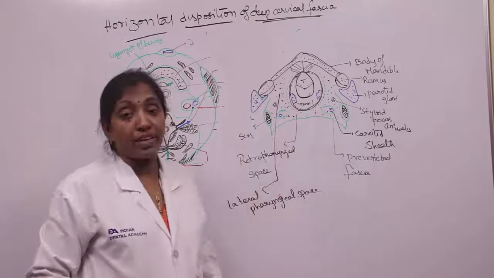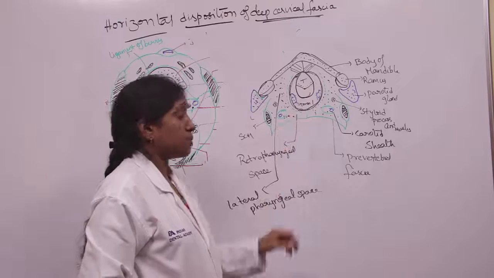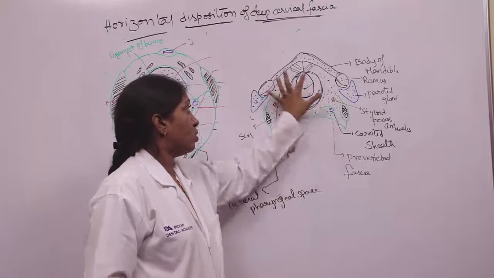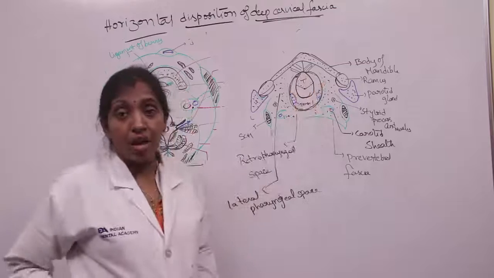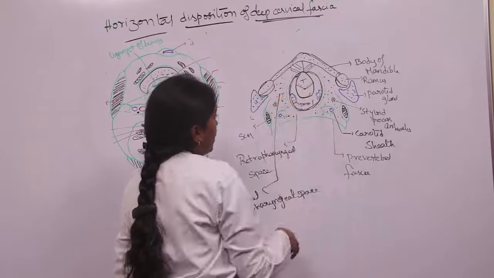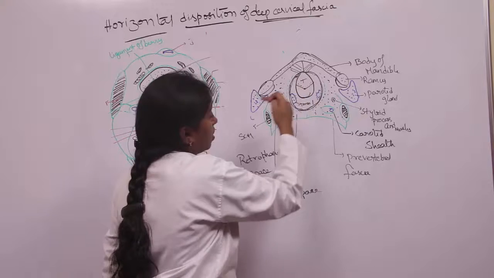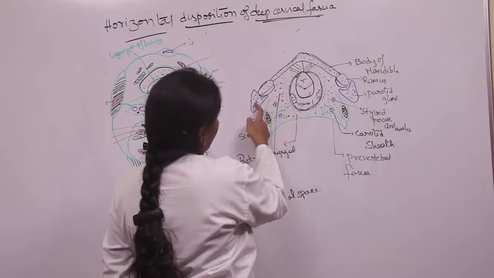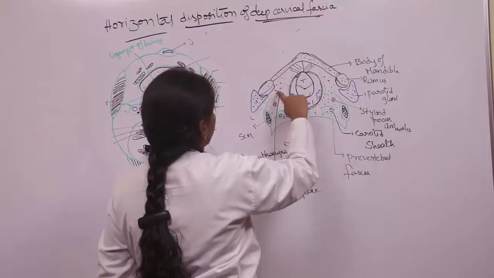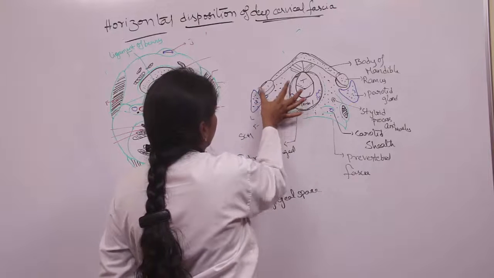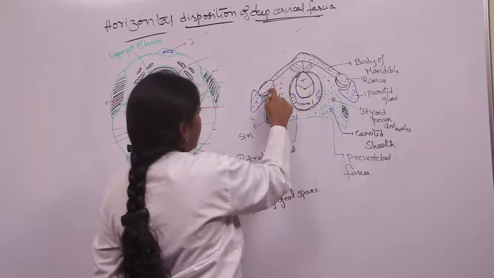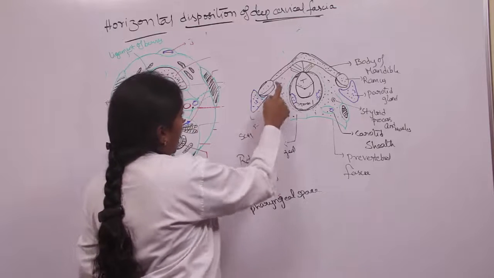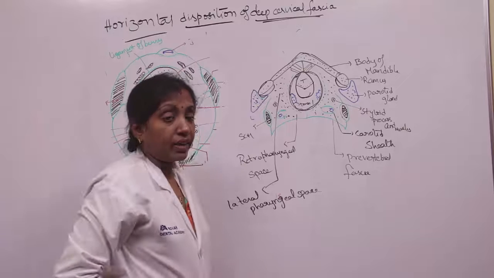And coming to the lateral pharyngeal space, the name itself tells us it is present on either side of the pharynx. So this is the pharynx, and this is the lateral pharyngeal space. It is bounded medially by the pharynx, and above and laterally by the parotid gland, and it is also related to the hyoid bone and the medial pterygoid muscle. It is attached above to the base of the skull.